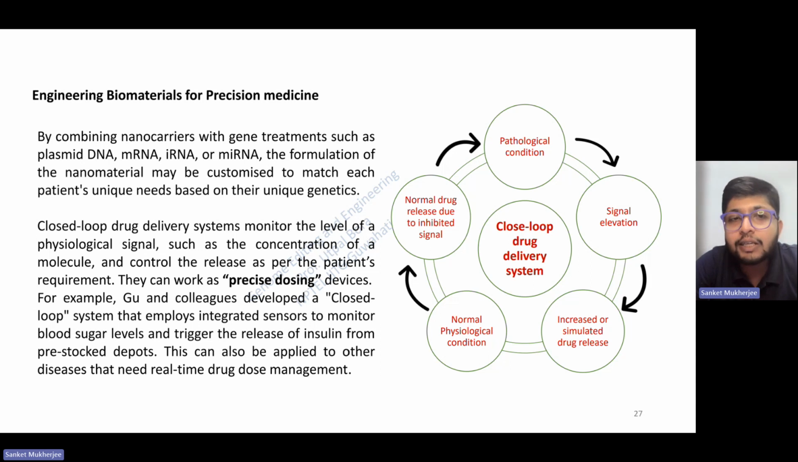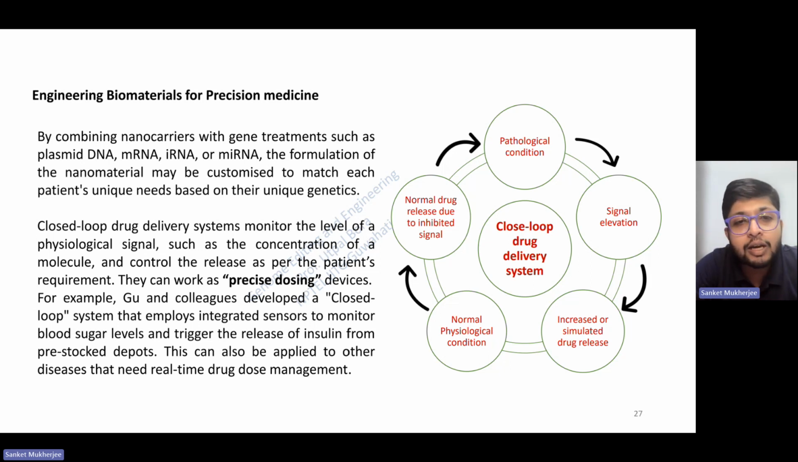So by combining nanocarriers with gene treatments such as plasmid DNA, mRNA, iRNA, miRNA, the formulation of the nanomaterial may be customized to match each patient's unique needs based on their unique genetics. Closed loop drug delivery systems monitor the level of a physiological signal, such as the concentration of a molecule, and control the release as per the patient's requirement. They can work as precise dosing devices.